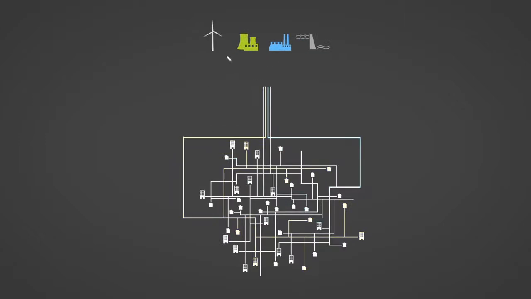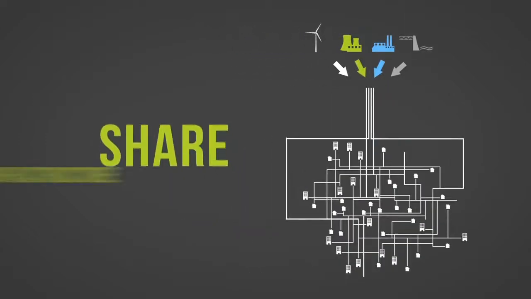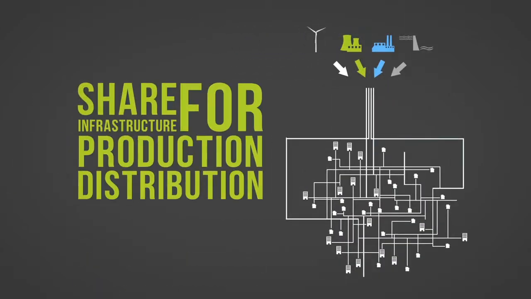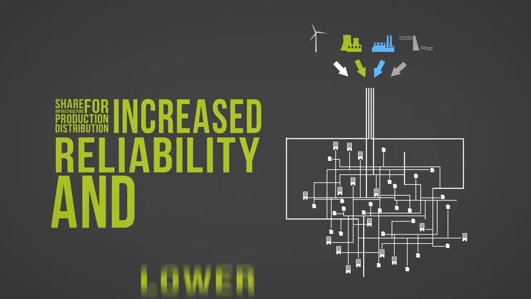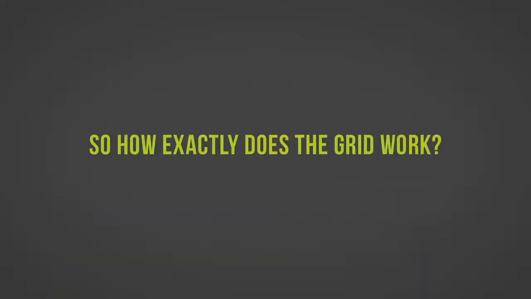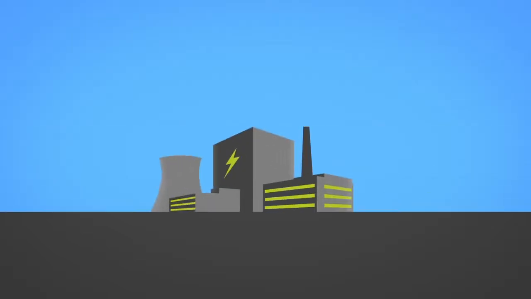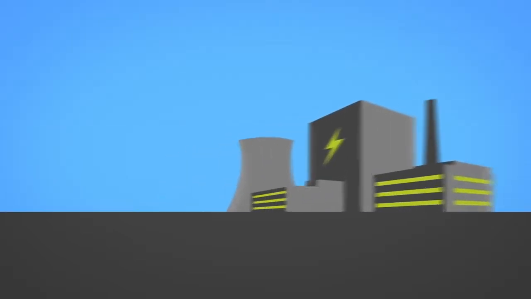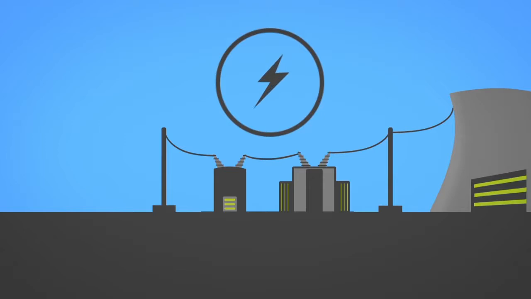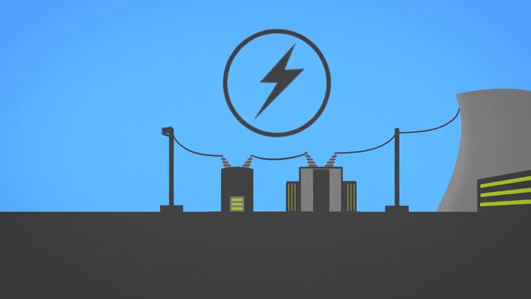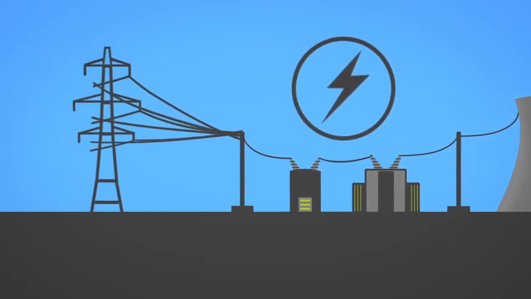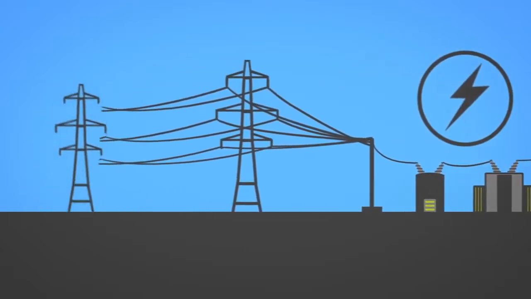The modern grid was invented to allow various producers to share infrastructure for production and distribution, which led to increased reliability and lower costs. So how exactly does the grid work? After electricity is generated, the voltage is stepped up at a substation. This voltage increase allows electricity to travel long distances while minimizing the amount of electricity lost.